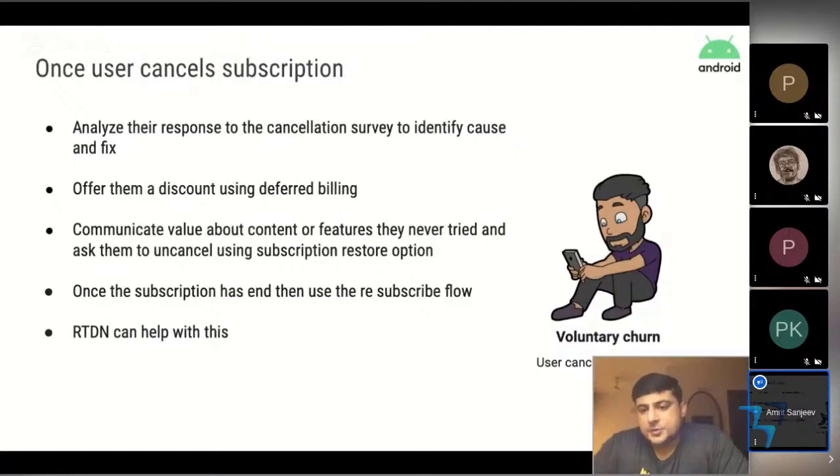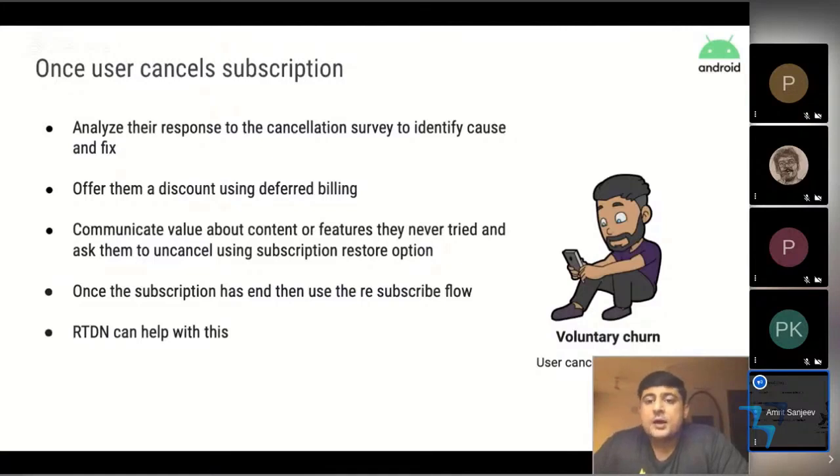Once the user cancels a subscription, there are a few things that you want to do quickly. One is that there is a cancellation survey that is given to the user. So you want to look at that cancellation survey and identify the causes that most users are actually telling you. Surprisingly, many teams have told us that they got very different opinions from what they thought were the cancellation reasons. And when they looked at the data in the Play Console for the cancellation reasons, they were surprised, and then they changed accordingly, and those fixes really worked well for them.